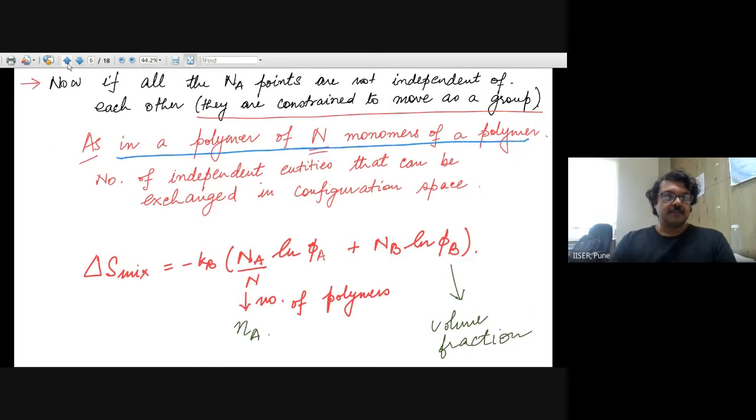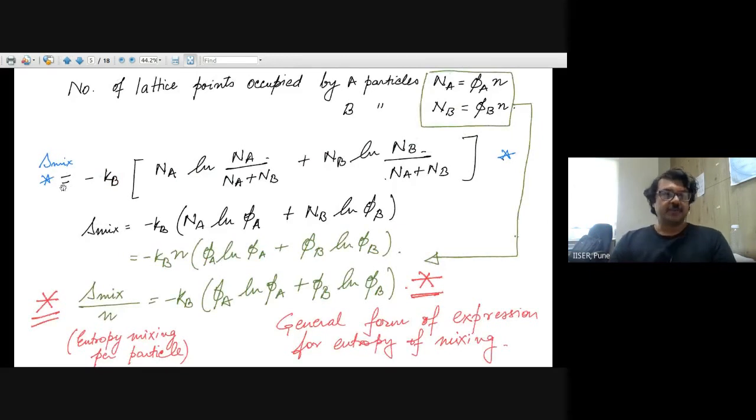So S mix, the entropy of mixing, finally the most general expression can be written as minus Kb. I've just copied the previous term which you already saw two slides before this, and this is now converted into phi A, right? And this expression is now converted into phi B, right? Now substituting these expressions here, we write capital Na to be n times phi A, and Nb to be n times phi B. As a consequence, you get S mix, the entropy of mixing, equal to minus Kb n, the total number of lattice points, times (phi A ln phi A plus phi B ln phi B).